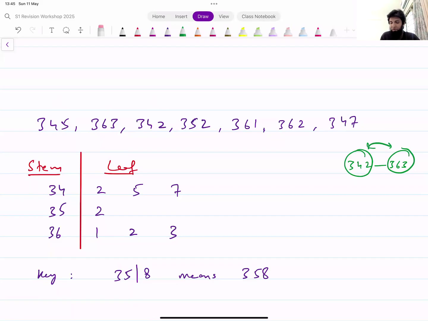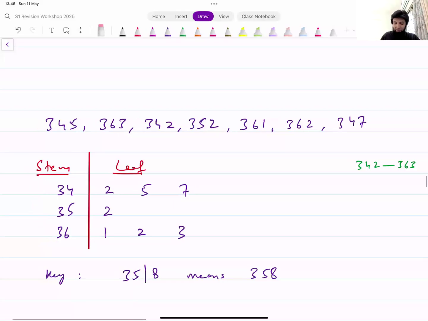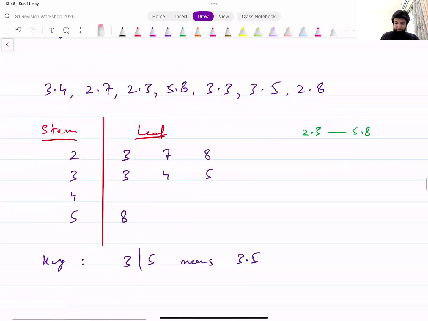How do you do that? In the leaf, you can only have the last digit. That means the first 2 digits will come in the stem. So 34, 35, 36, this is what you have in the stem here. And then you can write down the corresponding leaves. And then you write down the key for that as well, that this represents 358, for instance. Okay, that's what the stem and leaf diagram would look like in that case.